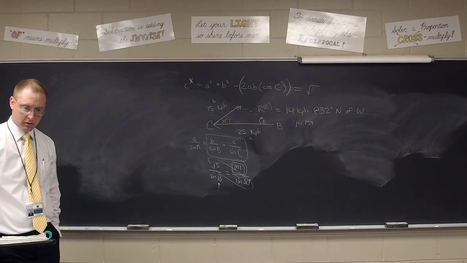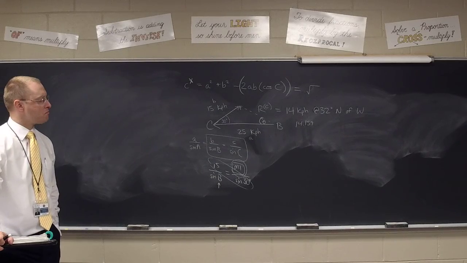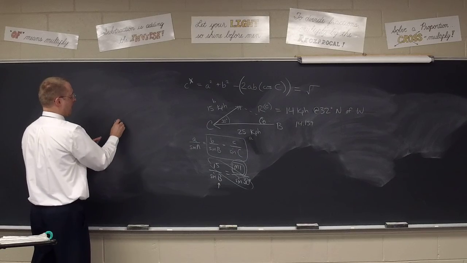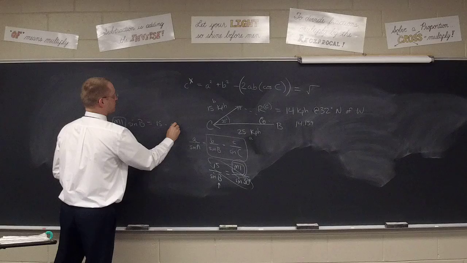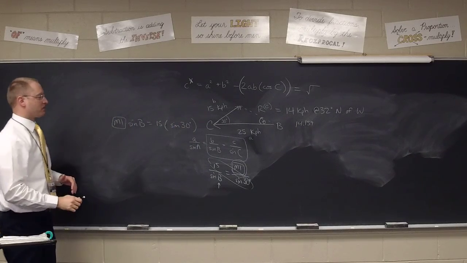How do you plug it in? What's on your calculator right now? 0.9 something. Okay, so remember, if you wanted to write it out, Kendall, we would say M1, or memory 1, times the sine of B equals 15 times the sine of 30, right? Or we can use parentheses instead of the raised dot so we don't confuse ourselves with a decimal.